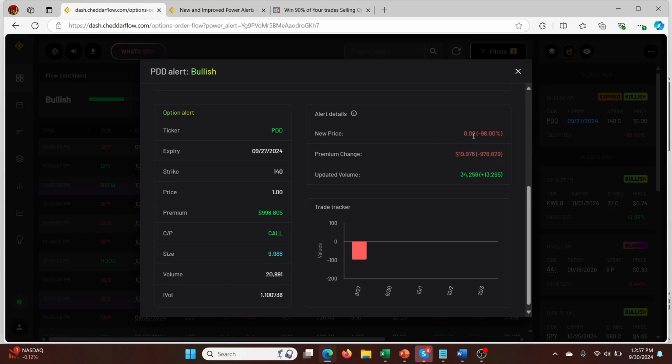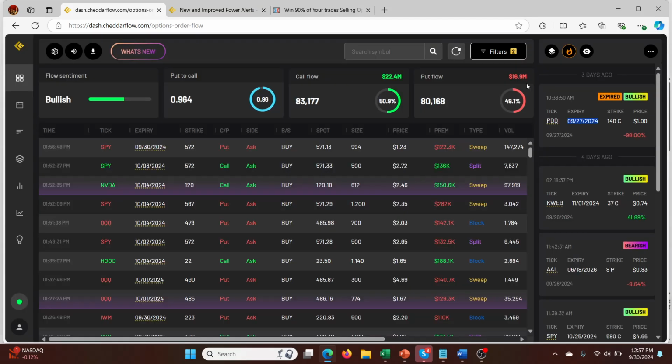So obviously we're down 98%. It's expired, pretty much worthless at the moment, and updated volume. And then you have this trade tracker here, and you want to see these bars being green, right? This one was definitely a dud. So that was 3 days ago. So you can get a feel for the frequency here.